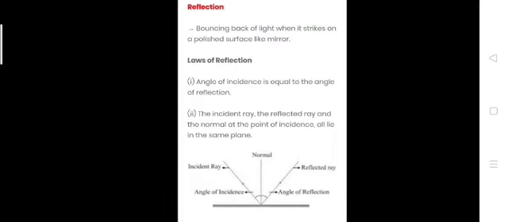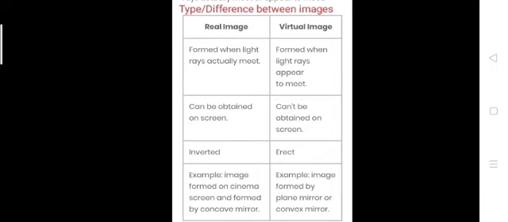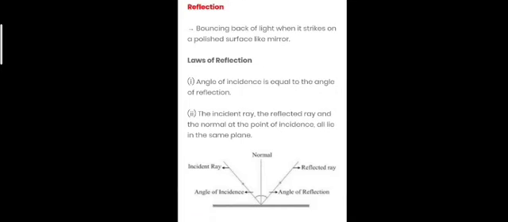Now the next most important phenomenon is reflection, which is due to the bouncing back of light when it strikes a polished surface like a mirror. Remember that when light falls on a polished surface, it bounces back; if it falls on any other surface, there is no chance of bouncing back. So the light must fall on a polished or reflecting surface. And how do we identify that reflection has occurred? There are some laws of reflection.